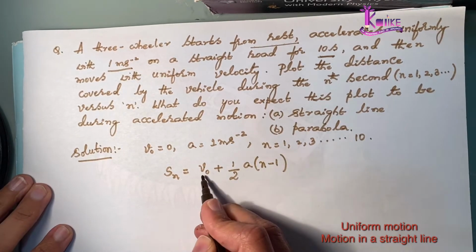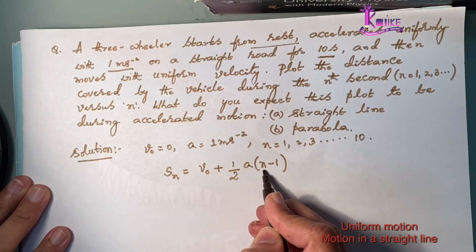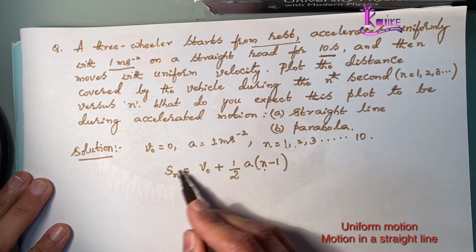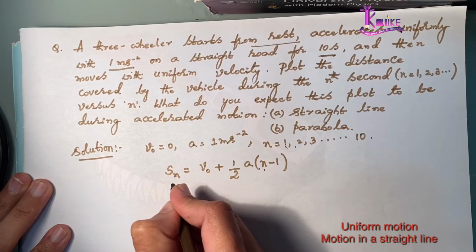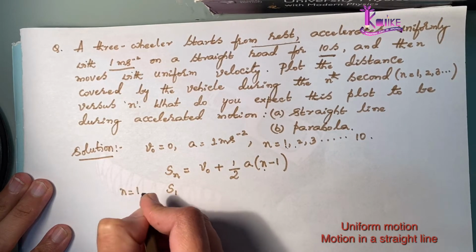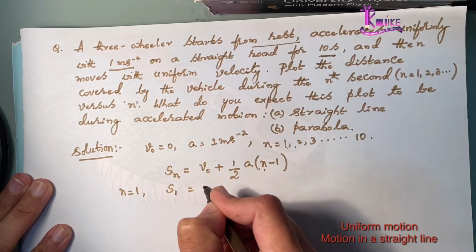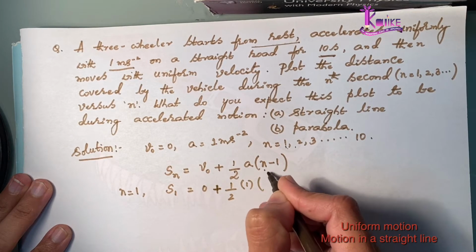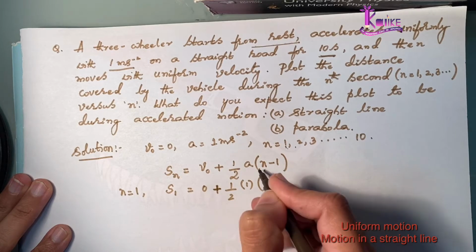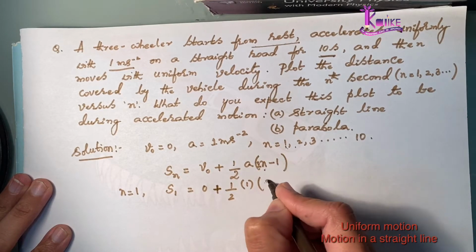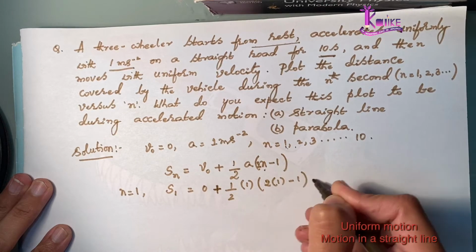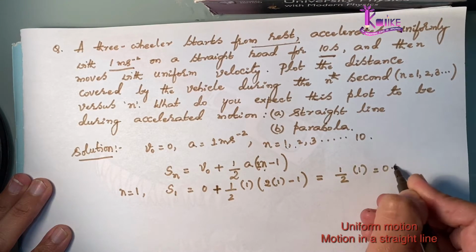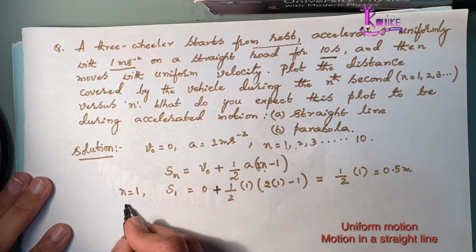So what you got to do is we know the value of V0, we know the value of a, and n value can be substituted from starting from 1 till 10, and then you can make a plot of Sn versus n, right? So let us first take when n is equal to 1. So this is 0 plus half, a is 1, into 2n minus 1. So this will be 2 into 1 minus 1. So that will be equal to half, 2 minus 1 is 1. So that will be equal to 0.5 meters. So that's the distance covered in the first second.